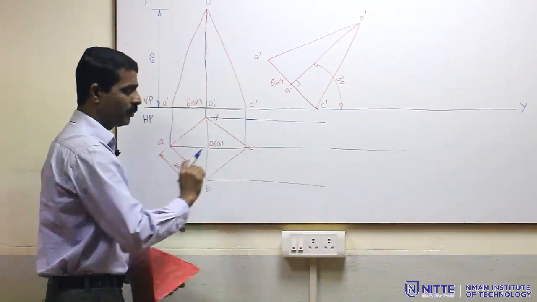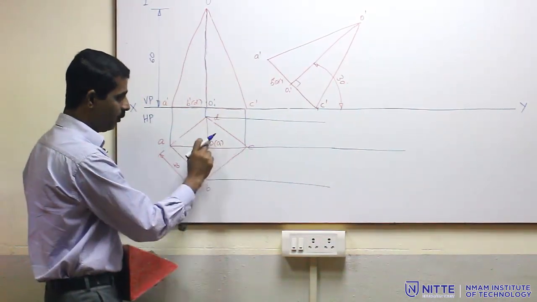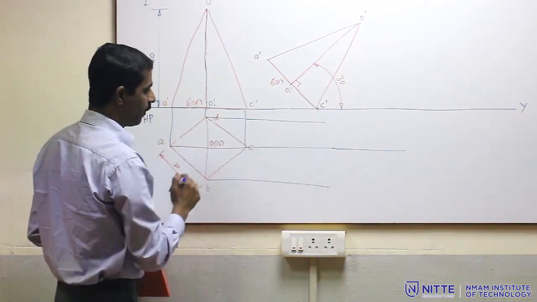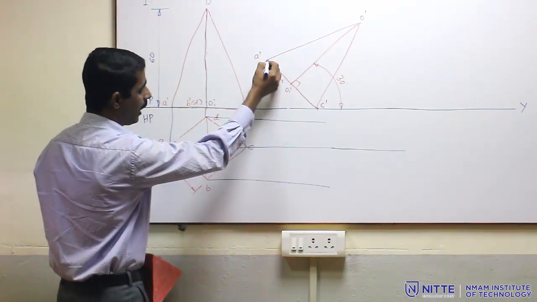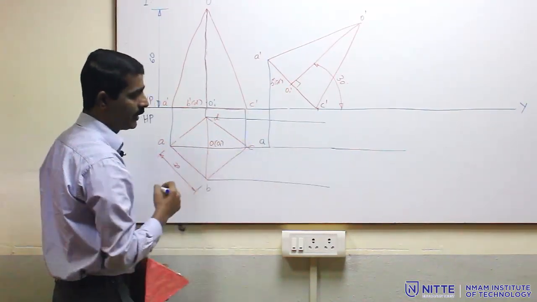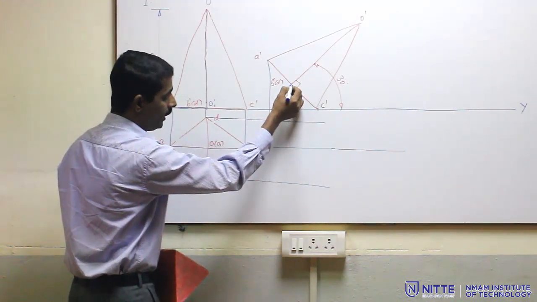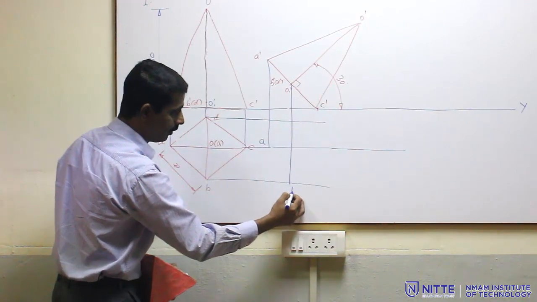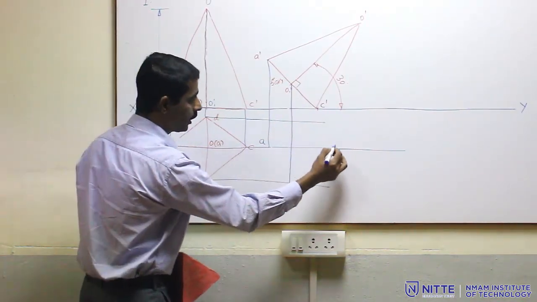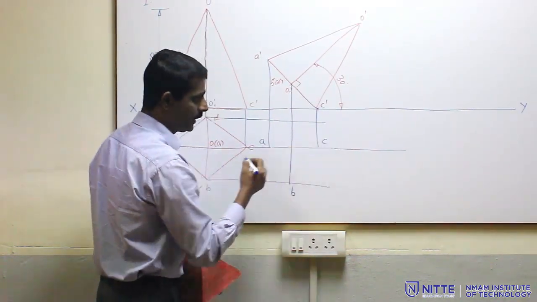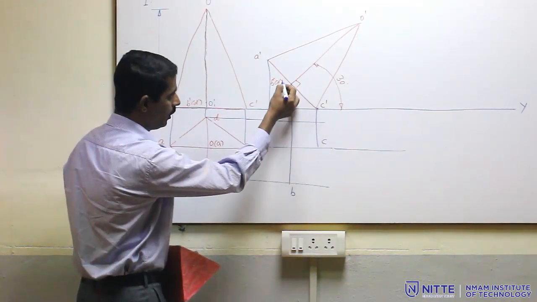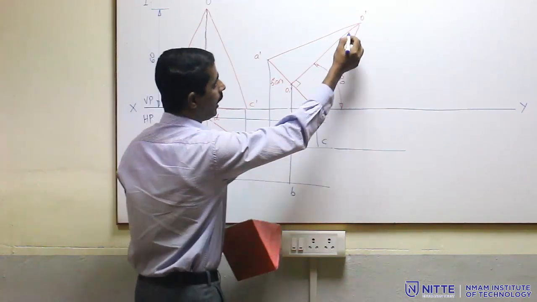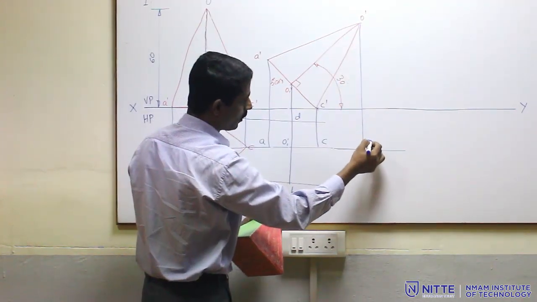So, these are the end projectors of D, A, C, O1, 4 points are there, and B. Okay, let me mark one by one. So, A horizontal and A dash vertical will give me A. Similarly, B horizontal, B dash vertical will give me B. Then C horizontal, C dash vertical will give C, and D horizontal, D dash vertical will give D. And similarly, O1 dash is here and O dash is here.